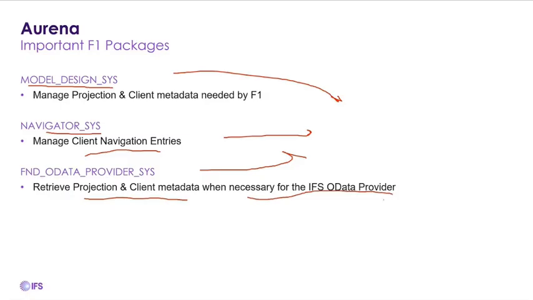So now you know that there is a middle tier as data provider when the calls are going through these data providers based on the requirements. They will be getting information, or this package will get information from the projection and client metadata in order to fetch data and do actions. So this will be the supportive package for that, right? So we have three packages: model design sys, navigator sys, and FND data provider sys.